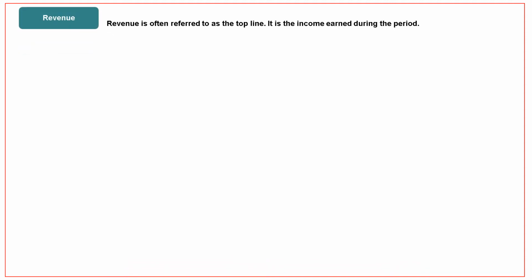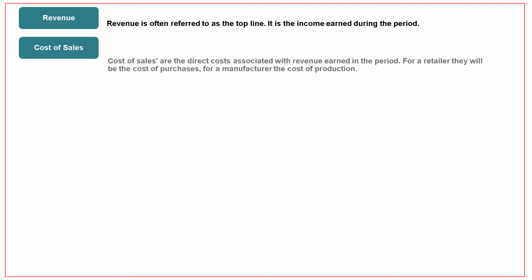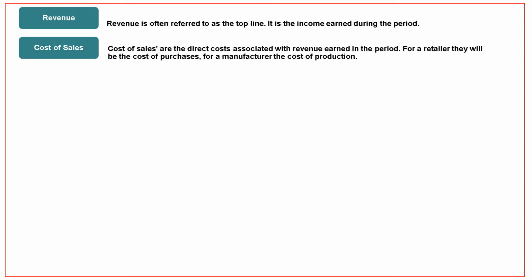As we can see, on the top we get revenue. Revenue is often referred to as the top line. It is the income earned during the period. Second, cost of sales. Cost of sales are the direct costs associated with revenue earned in the period. For a retailer, they will be the cost of purchases. For a manufacturer, the cost of production.